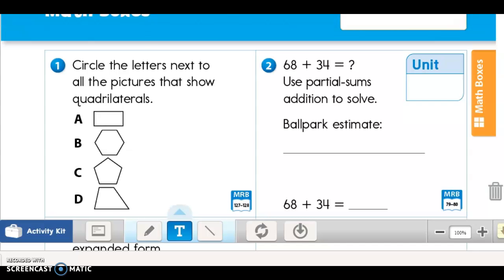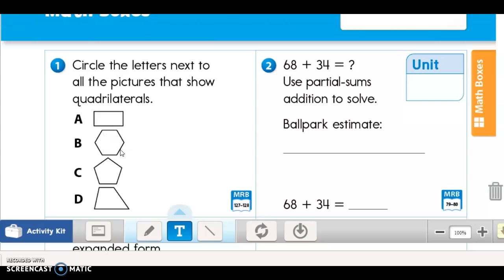Our first question, if I read that out loud, says circle the letters next to all the pictures that show quadrilaterals. And a quadrilateral, as we learned earlier, has 4 sides. So let's look at our shapes here. A has 1, 2, 3, 4, our rectangle. That does fit the description of a quadrilateral, I think, with 4 sides.